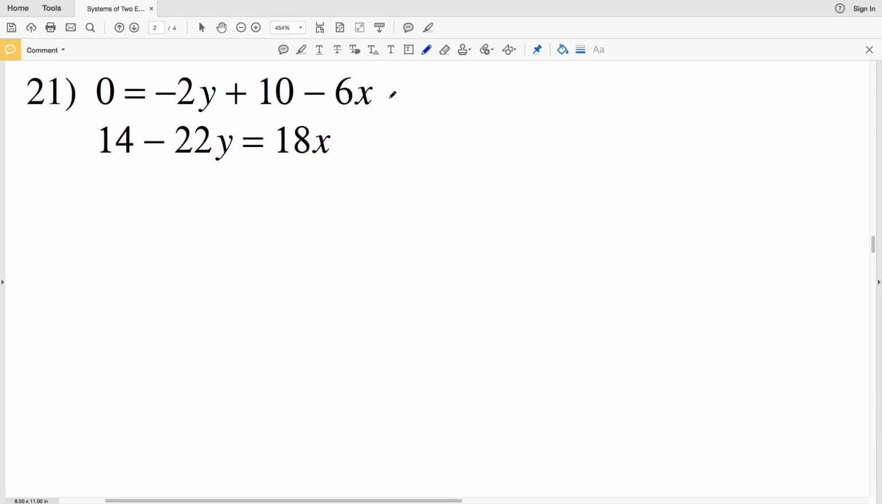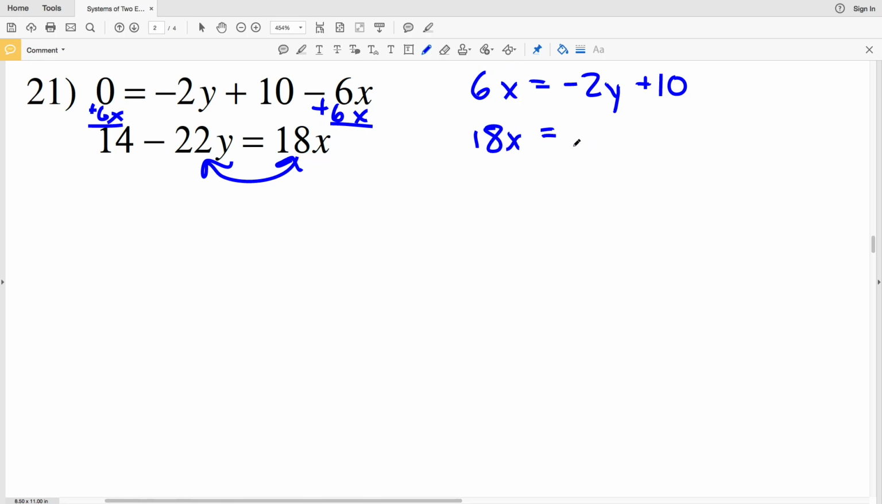On to number 21. In number 21, I have 0 equals negative 2y plus 10 minus 6x. However, I want my x on one side of that equation so that they're similar. So I'll go ahead and add 6x to both sides in my first equation. So that will give me that 6x equals negative 2y plus 10. And now I'll go ahead and flip this other equation around so that my x is also on the left-hand side. So 18x equals negative 22y plus 14. So essentially, I just rewrote that bottom equation in a different order.